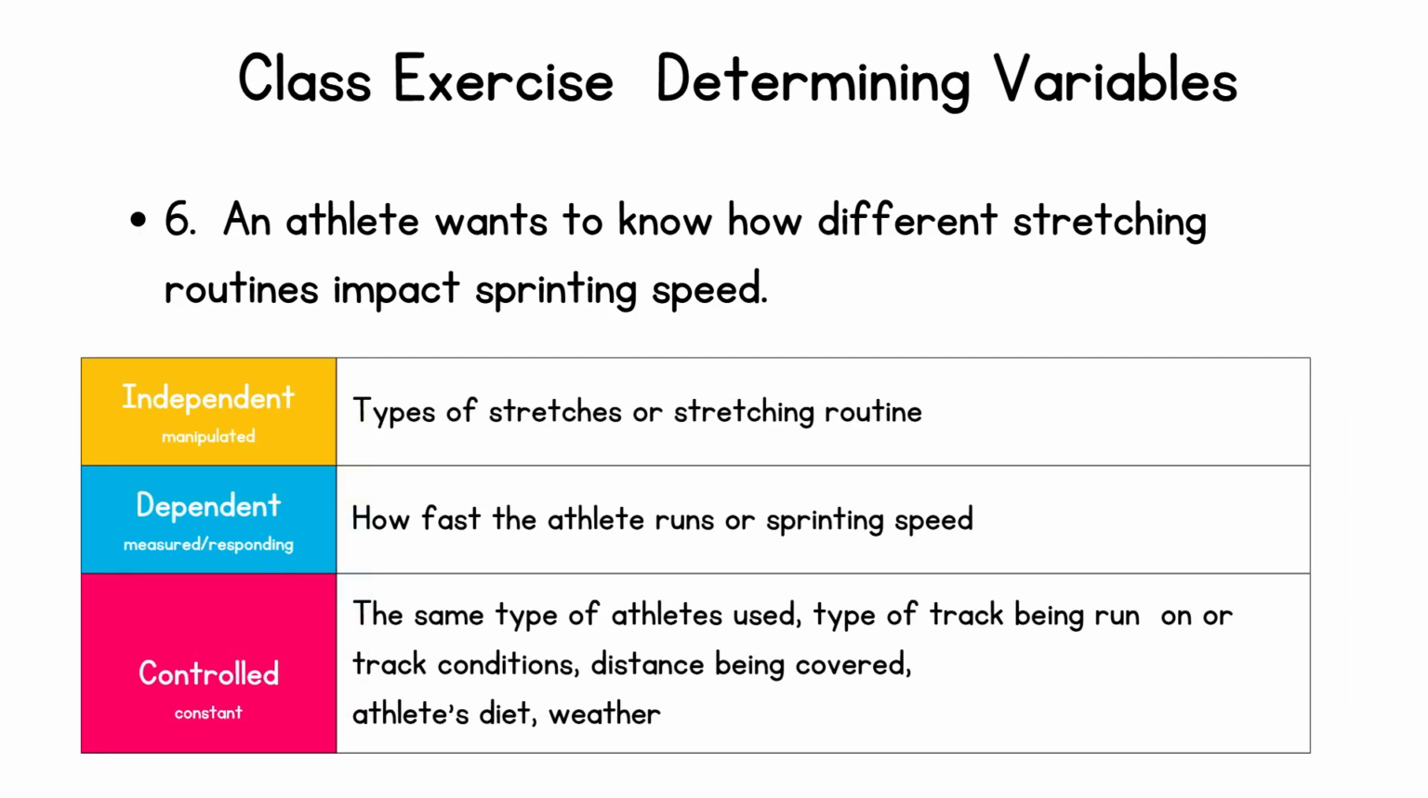Great. Types of stretches or stretching routine, that is for independent. Then for dependent is how fast the athlete runs, or sprinting speed. And then the constant variables here will be that each time we use the same athlete, the type of track being run on, the track conditions, the distance being covered, and the athlete's diet and the weather.